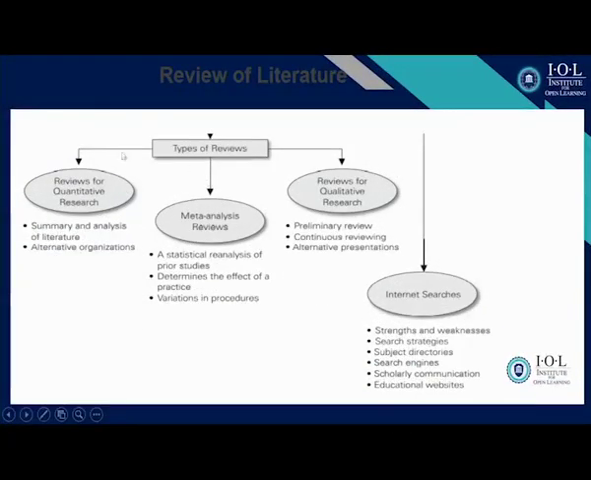Yes, the types of literature review: the review for quantitative research is this one, and the review for meta-analysis is this one. Review for qualitative research is this, or example types now. So if you have taken qualitative research methodology, you read on that one, literature review based on qualitative research. But if it is mixed, you will do both quantitative research review and qualitative research literature review.